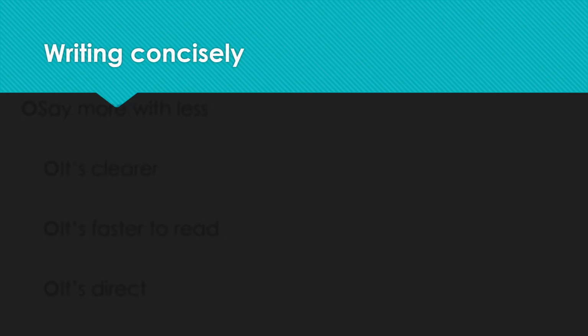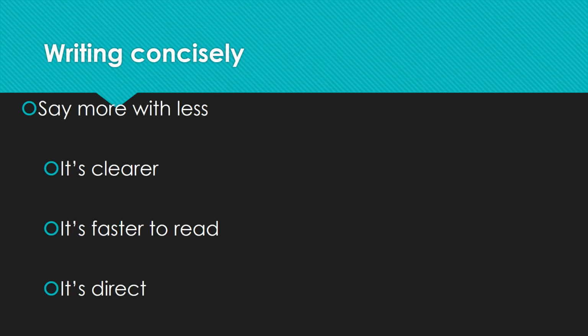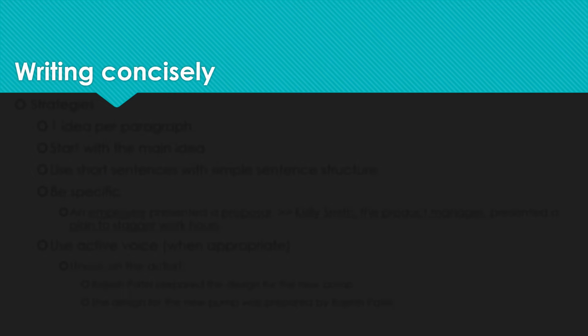First, what does it mean to write concisely? To put it simply, this means to say more or express your ideas with fewer words. In other words, writing concisely means avoiding wordiness. Why? Because your message will be clearer and easier to understand, and your text will be faster to read and more direct. There are several strategies you can use to write more concisely. The following is not an exhaustive list.